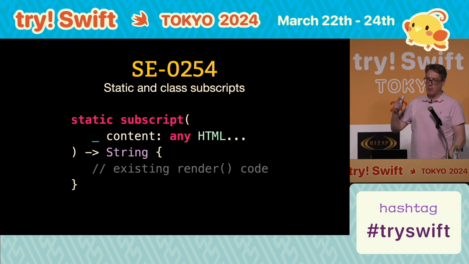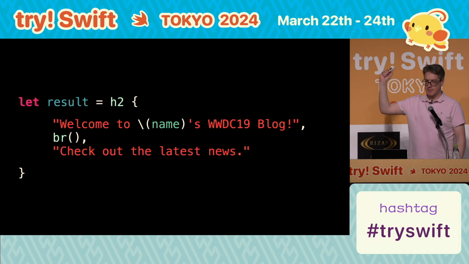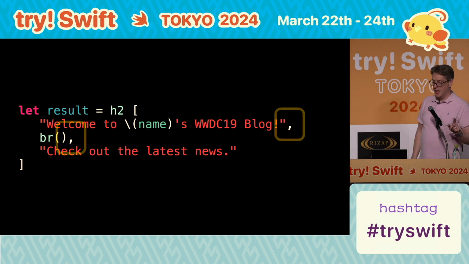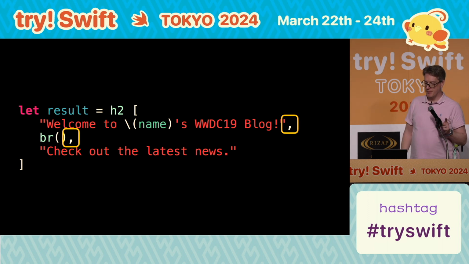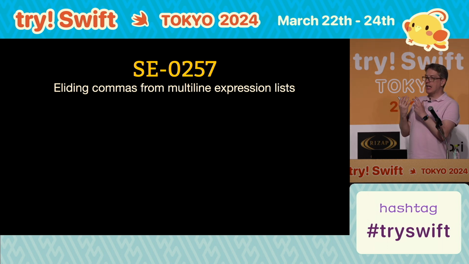Now, why would we want that? Well, look how it takes the code from this to this. That's much nicer. But those commas are still there. Wouldn't it be nice if we get rid of them too? Well, SE 0257 tried to do exactly that. It proposed that line breaks could be used in place of commas.